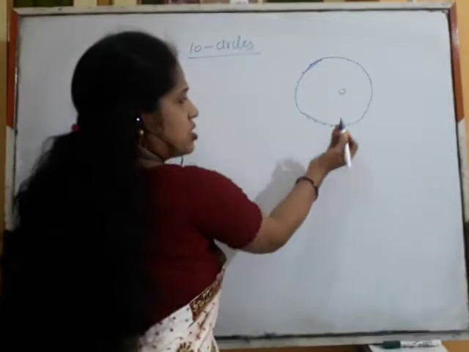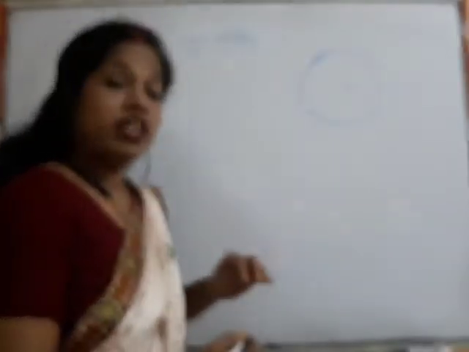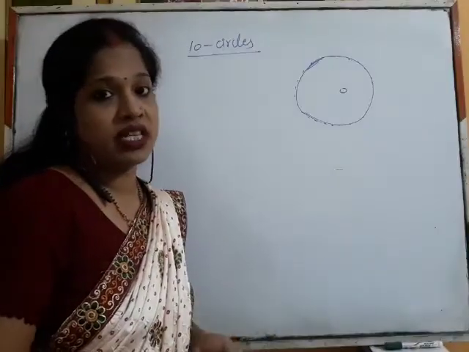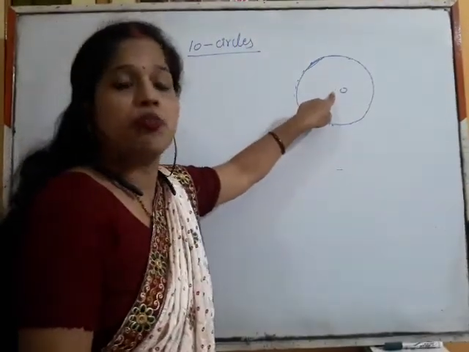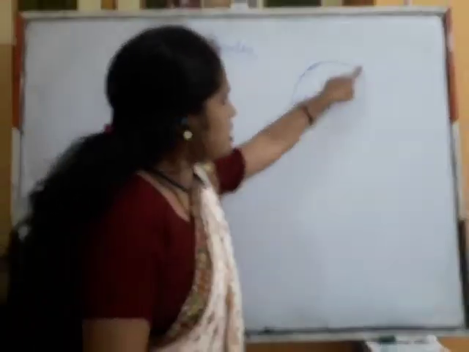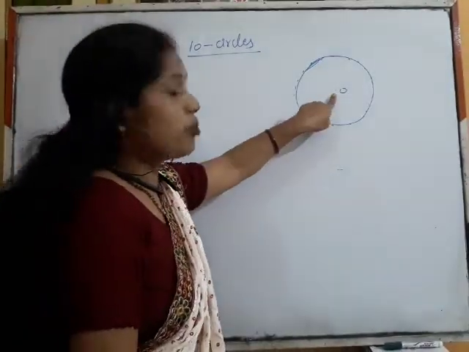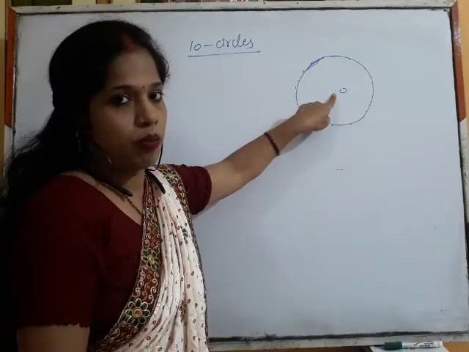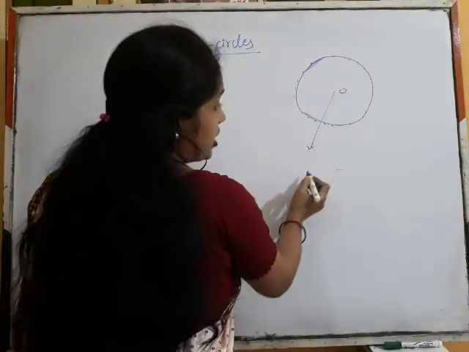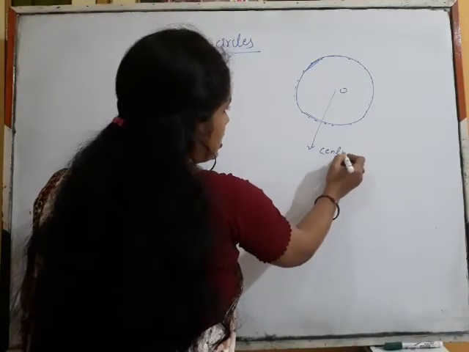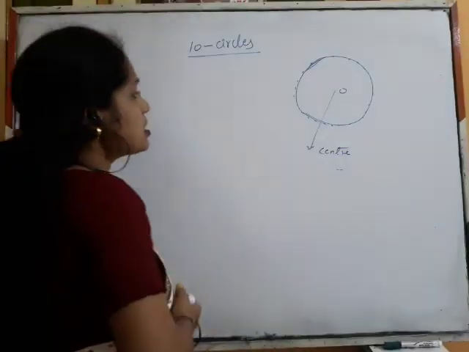This point is having a fixed place. This point is also having a fixed place. This point is also having a fixed place. How is that fixed place decided? That fixed place is decided with this fixed point, from which the distances of all these points are fixed. So what is the name of this point? This fixed point is the center of the circle.